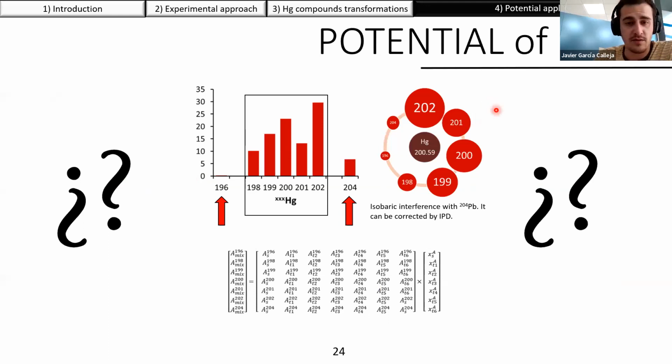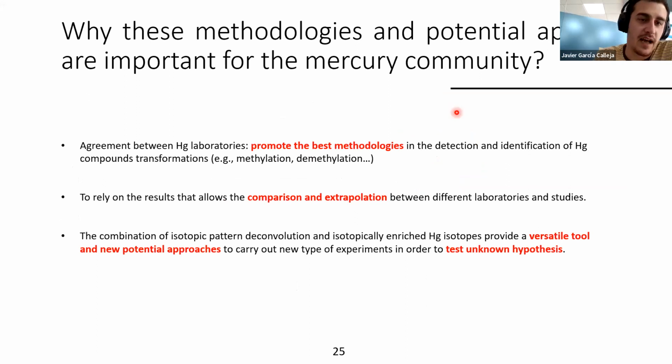So, as we saw in this presentation, we were only working with 5 isotopes, but it's important to point out that we have the 196 and the 204 that we can work with. That means that the possibilities are even greater. Based on that, my last slide is to answer these questions.